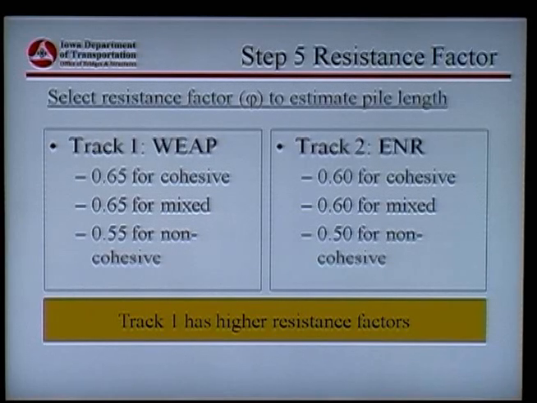All right? If you were to use the ENR formula, these are the resistance factors depending on the soil type. And you can see that the resistance factors for WIP, right, as a construction control, are higher than the resistance factors for construction control using the ENR formula, right? So what it means is that you get a benefit of using WIP because it gives you higher resistance factors.